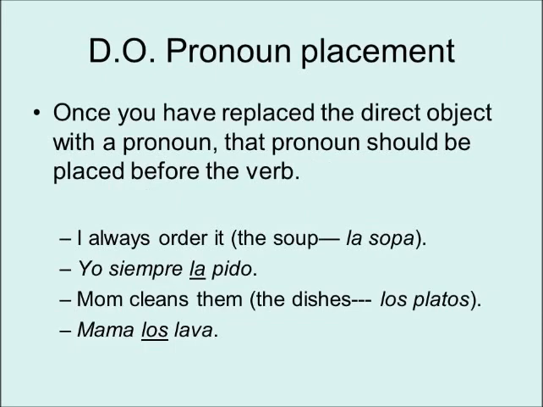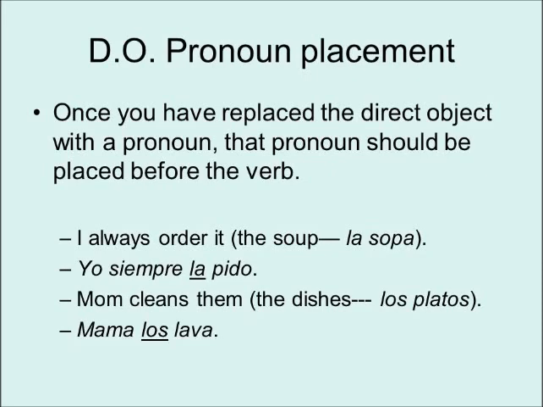Okay, now going back to using this in a sentence. Once you have chosen the direct object in the sentence, and you've chosen the pronoun to replace it with, now we have to talk about how to organize the new sentence. The general rule is that once you have replaced the direct object with a pronoun, you've got to take out that word that you're replacing. The pronoun you use should be placed before the verb in the sentence.